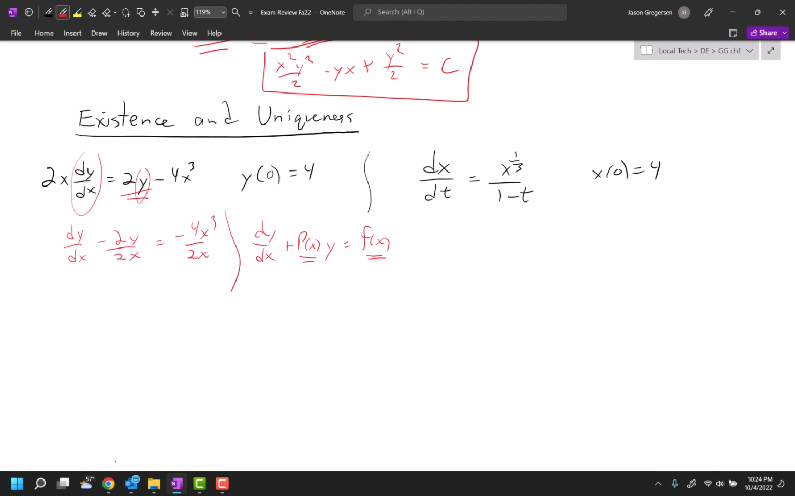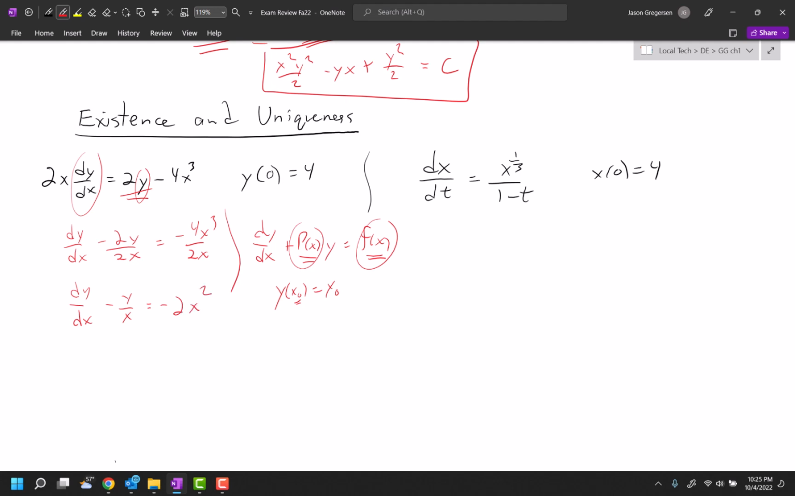So in other words, there will exist a unique solution y of x sub 0 equals y sub 0, as long as x sub 0 is in some interval where p of x and f of x are well defined. So if we go back to our example, we're going to simplify this a little bit to write this as minus y over x equals minus 2x squared.